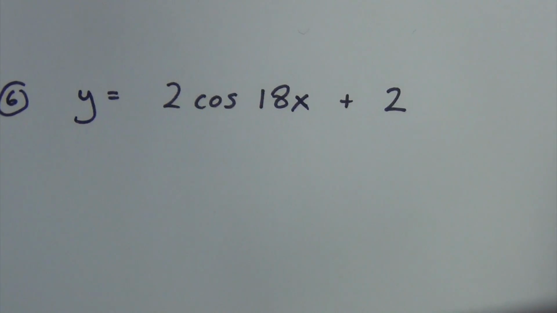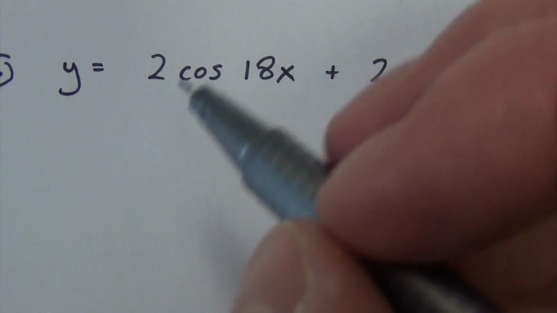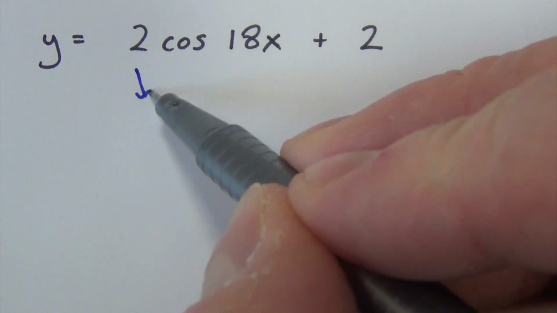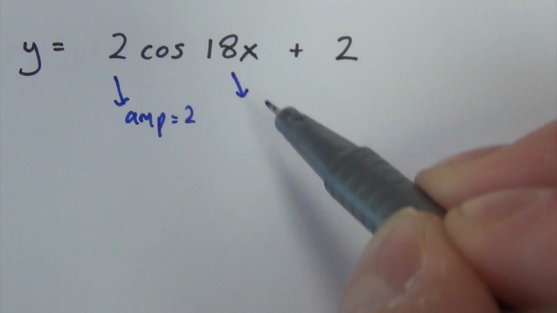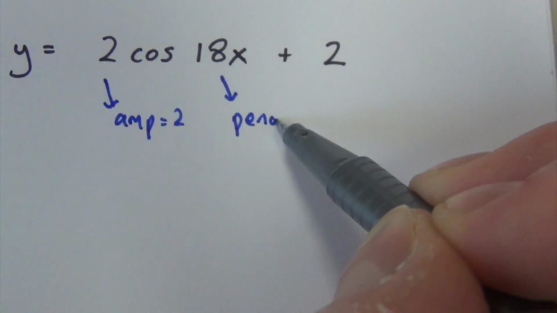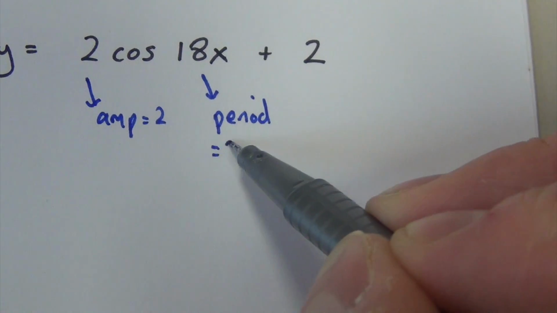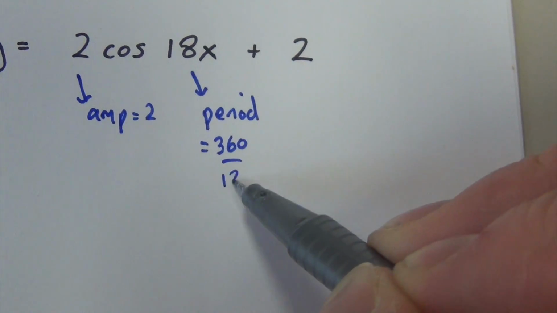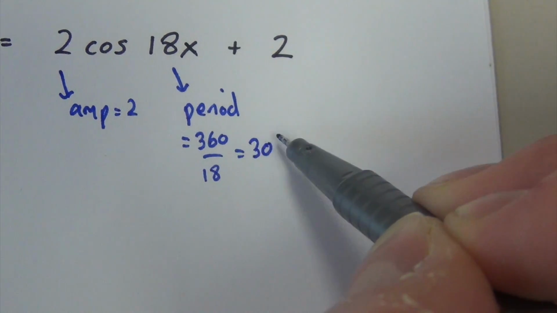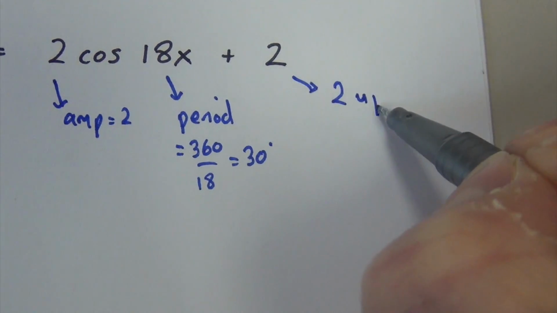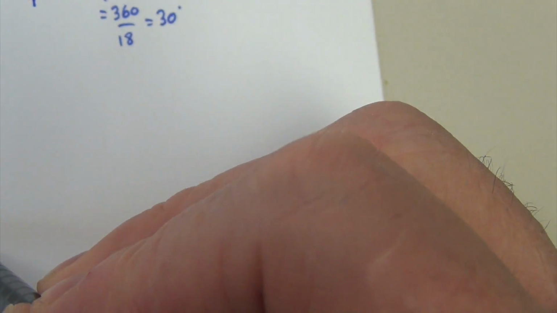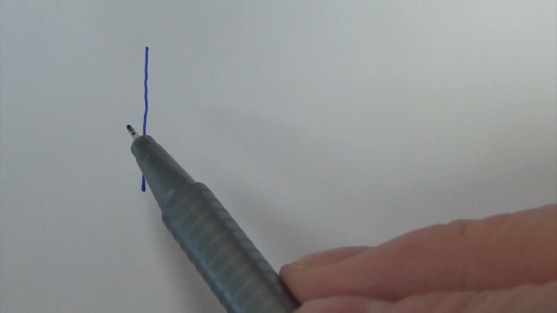Last question for the homework. We've got y equals 2 cos 18x, so we know that the amplitude equals 2, period equals 360 over 18, which equals 30 degrees. And this means we're going to go 2 up right at the end. Let's do the axis here. There it is.